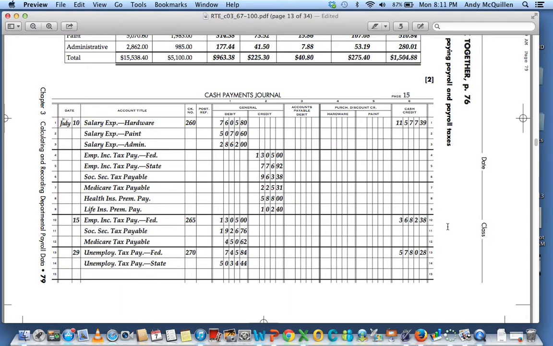And on the 29th, paid federal income tax, 745.84, and state unemployment tax, 5,034.44 for the quarter ended June 30th, check number 270. So those are tax payables. We're going to pay them. So we're going to debit general for the amounts given and credit our cash. And that is 3-2.